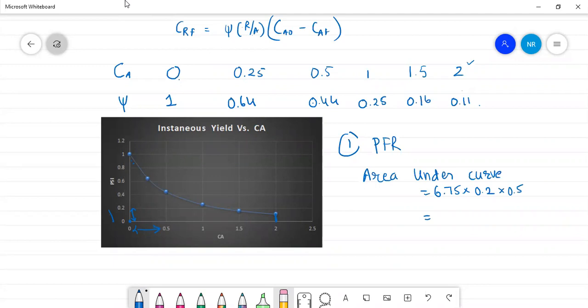It's 0.2 multiply by 0.5. 0.67. So CRF is equal to 0.67.